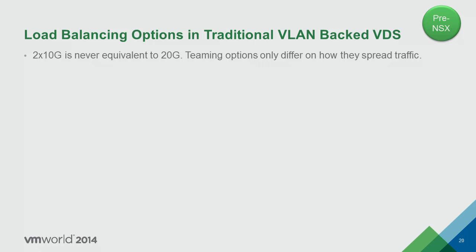Now I would like to go over some load balancing options. A first word of warning is that 2 times 10 gigs is never exactly equivalent to 20 gig. All those load balancing mechanisms are just spreading the traffic across the available links. So assume we have 2 links and a group of packets. We're going to make a distribution of those packets across those 2 links. It's a kind of statistical distribution. If everything works well, you have an even distribution and you're maximizing your bandwidth.